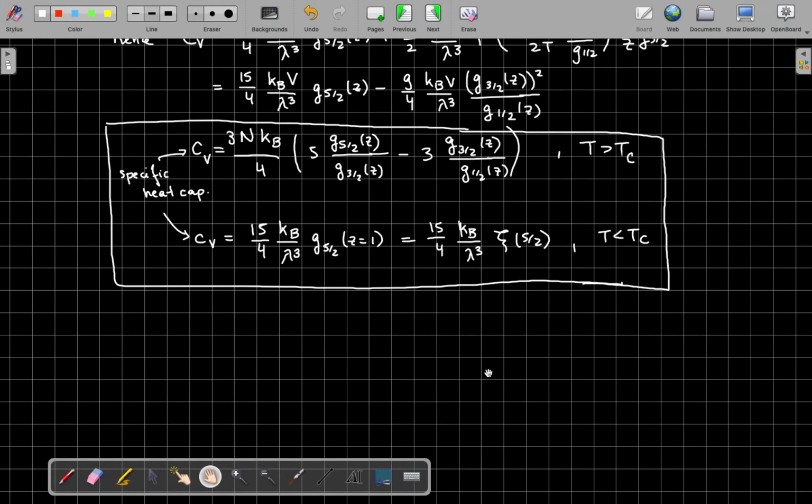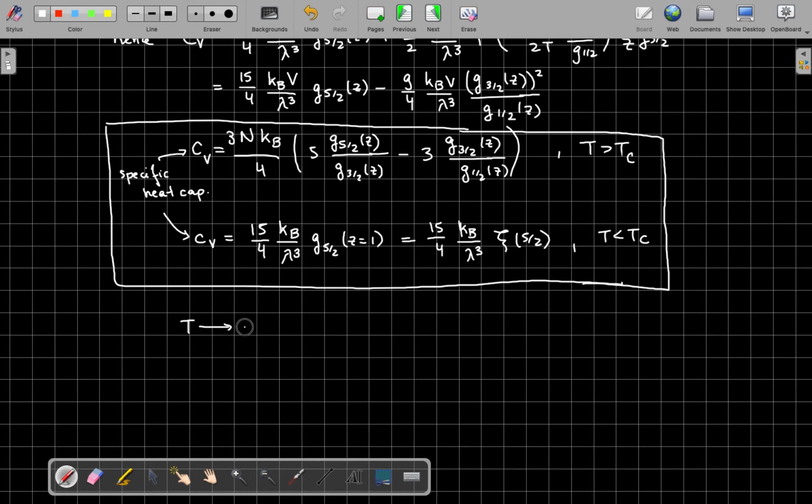Wonderful. So we found this specific heat capacity, which is actually just the heat capacity over the volume. That's how the V's here cancelled out. And let's look at a couple of limiting cases. First of all, the most interesting limiting case is the high temperature case.